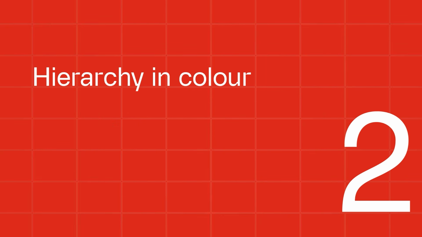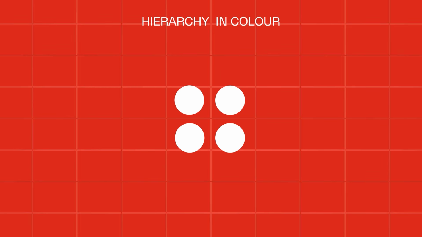Now let's look at the second point, hierarchy in color. Here are the same circle shapes. Now I want to highlight just two circles. I'll do it by changing the color of them to the darkest. If I want to make something less important, I would make it a lighter color than the others.